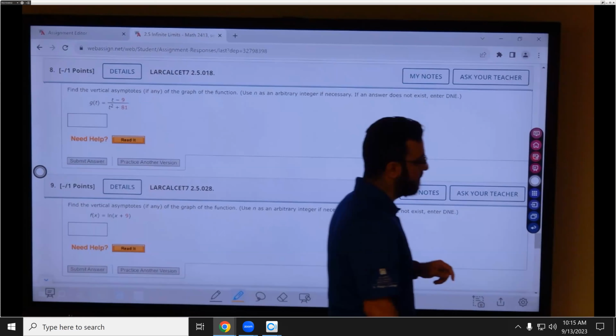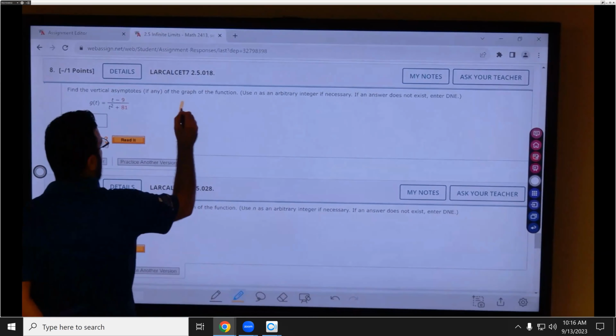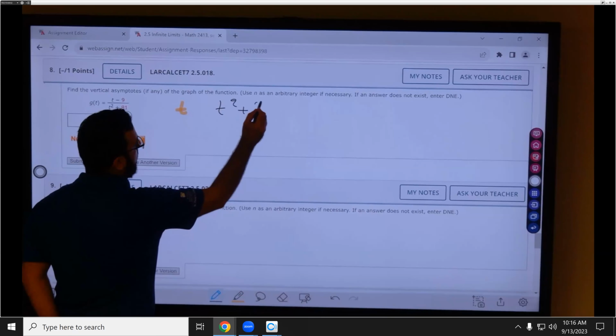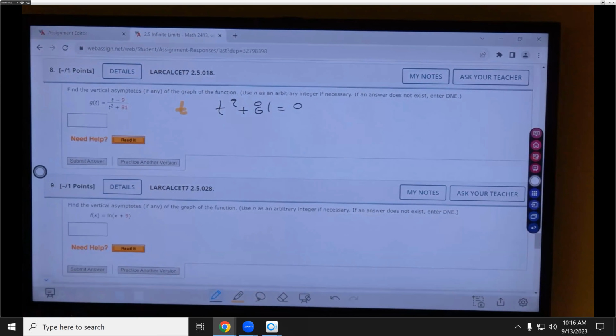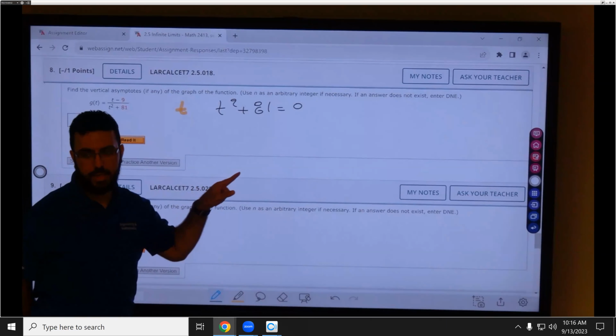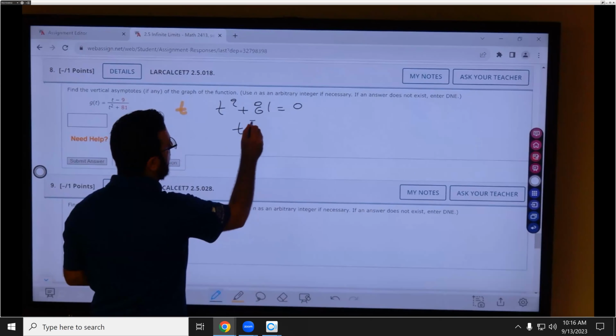Okay. To find the vertical asymptote, you always set the bottom part equal to 0, right? You're going to say, okay, it's t squared plus 81 equals 0. What's the next step? How are we going to solve? So first of all, how are you going to solve it? You're going to move the 81 to the other side, okay? So you're going to say t squared equals negative 81. Okay, what's the next step?